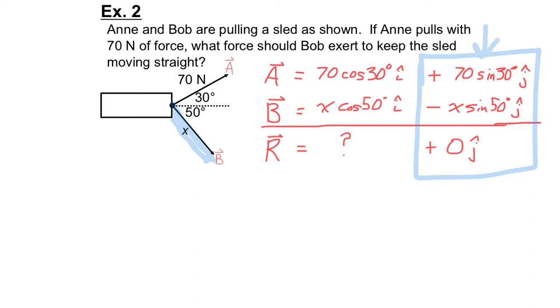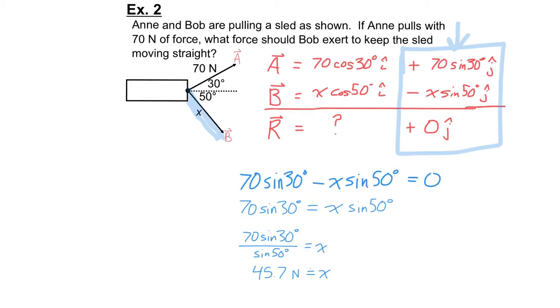If I look down here, I already have an equation, because I know when I add these y components together, I'm going to end up with 0. So 70 sin 30 minus x sin 50 equals 0. I start with that equation and solve. I move this term over, so now 70 sin 30 equals x sin 50. Divide both sides by sin 50 to get x by itself, and it's about 45.7 newtons. Therefore, Bob should pull with 45.7 newtons of force.